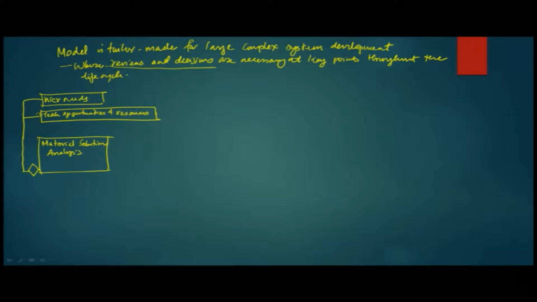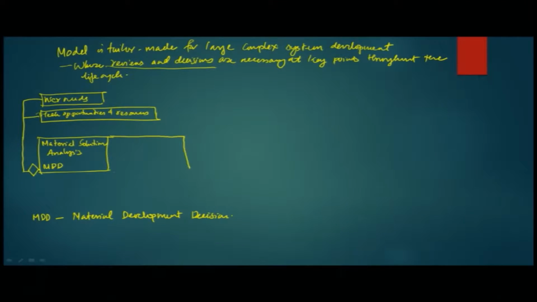This decision point is called the MDD. MDD stands for Material Development Decision. So, the first part of the process is that the decision on whether the material is to be developed or not is taken as part of this. Then the second part of the development goes into what we call technology development.